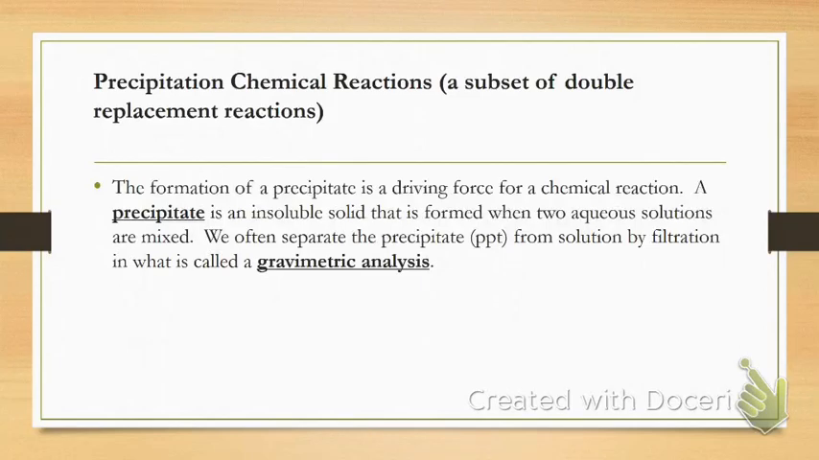Okay, precipitation reactions, which are a type of double replacement. Acid-base is also a type of double replacement, okay? So basically a precipitation reaction is one where a precipitate is formed, okay?